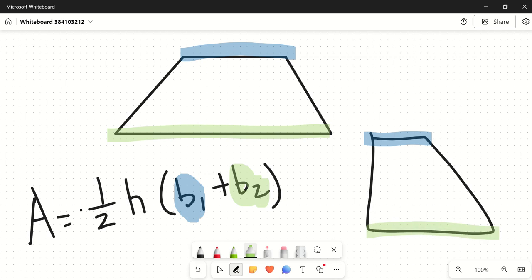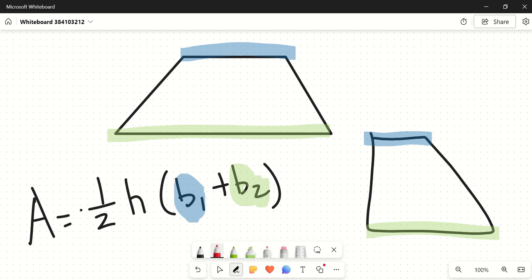Now, if you mix and match them and accidentally say base 1 is the bottom and base 2 is the top, it doesn't matter because you're going to add the two together before you do anything. So it really does not matter which one's base 1 or base 2. Just identify what the two bases are. It's the two flat sides that are opposite from each other.